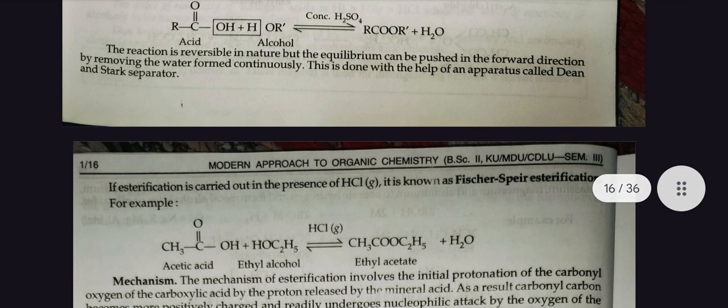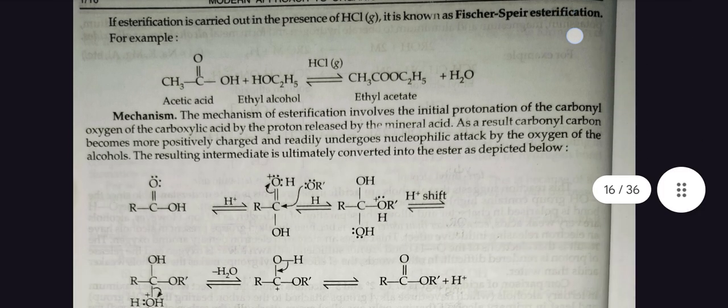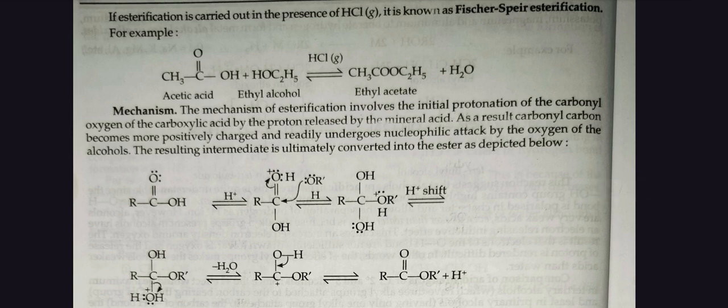The reaction is reversible in nature, but the equilibrium can be pushed in the forward direction by removing the water continuously. This is done with the help of an apparatus called the Dean and Stark separator. If esterification is carried out in the presence of HCl gas, it is known as Fischer-Speier esterification. For example, acetic acid plus ethyl alcohol in presence of HCl gas gives ethyl acetate plus H2O.